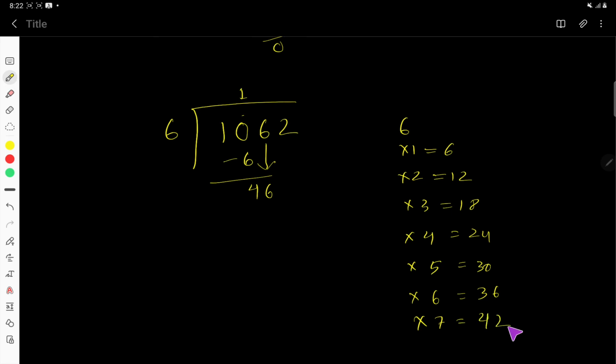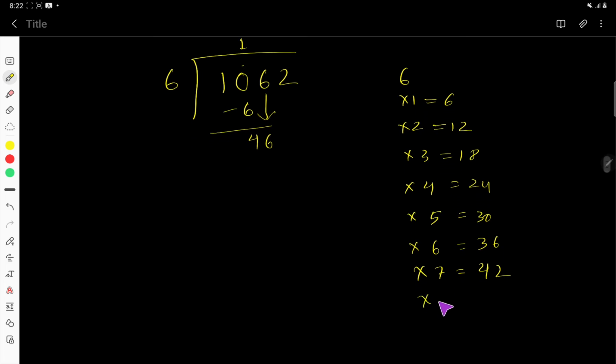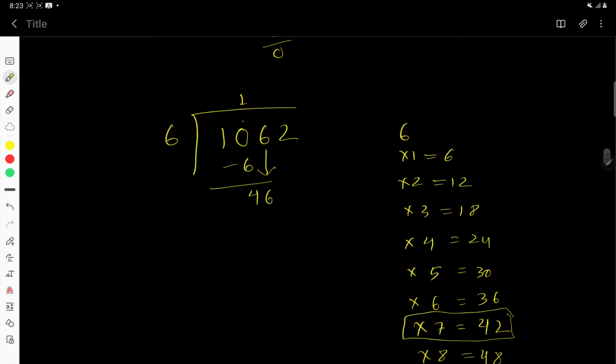7, 42, we have 46, 8, 48. The 6 times 8, that is you have to add 6 here, right? Then what will happen? You are getting here 6 plus 42, 48, right? And already we have crossed this 46, so we have to stop here. So 6 goes into 46 7 times, so we have to write it here. Then 42, if you subtract, then what will happen? 4, right? You are getting here 4.